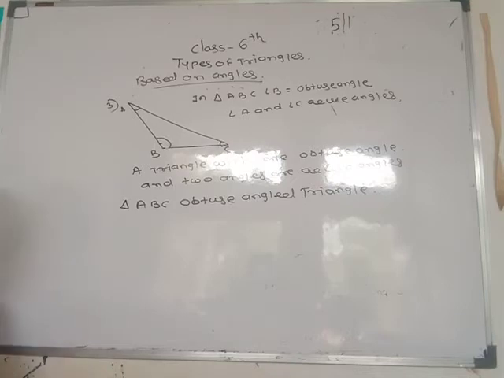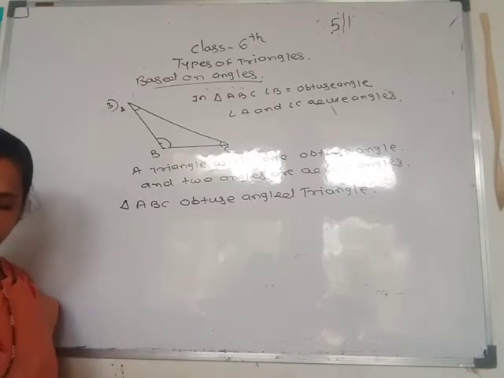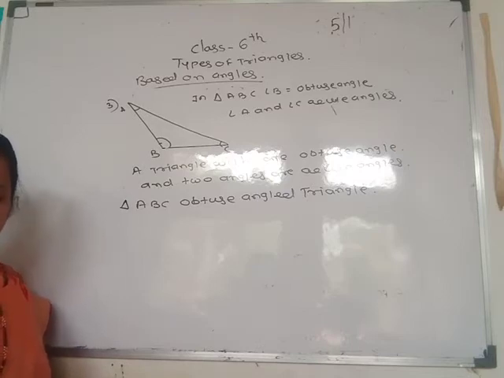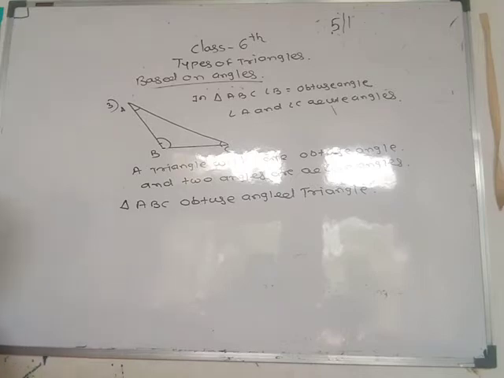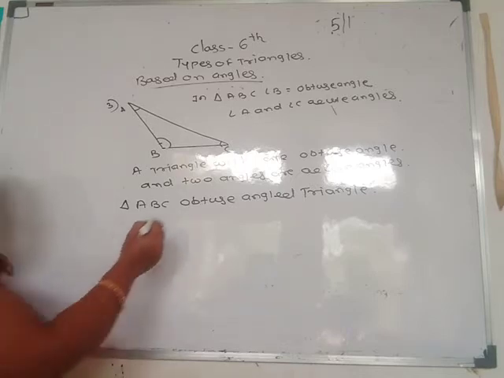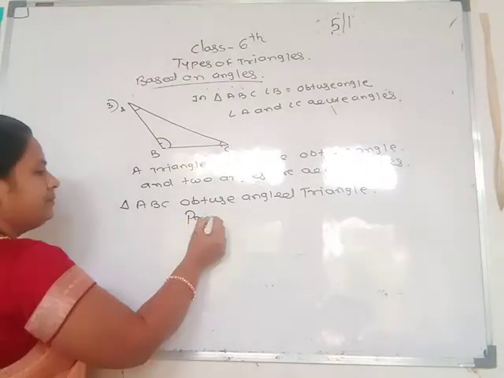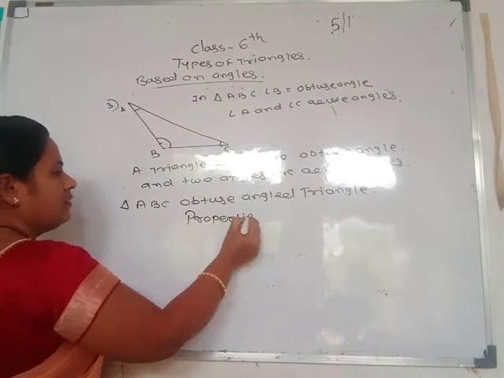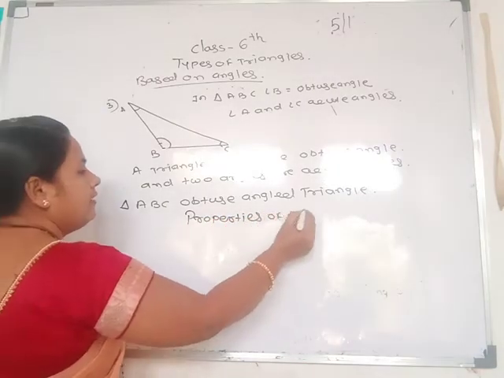Based on angles, there are three types of triangles: acute angled triangle, right angled triangle and obtuse angled triangle. Then properties of a triangle.